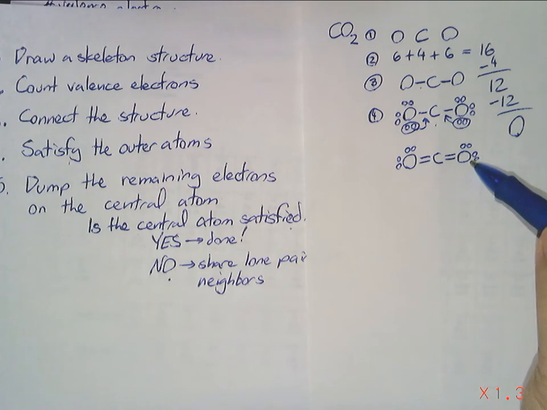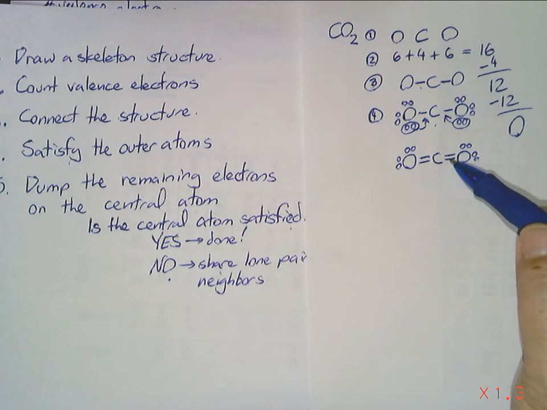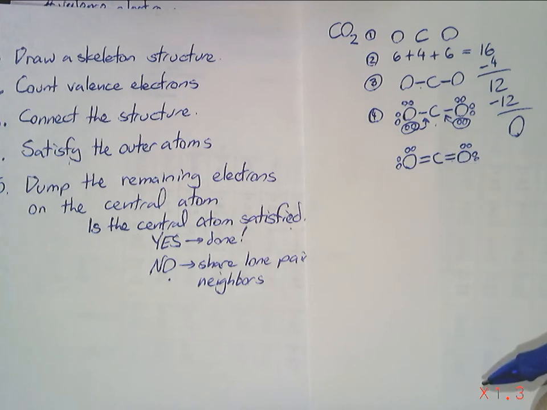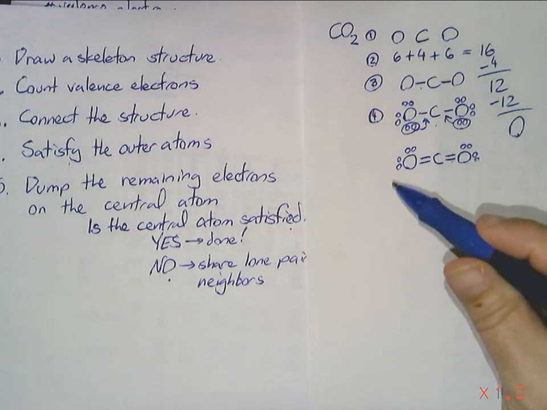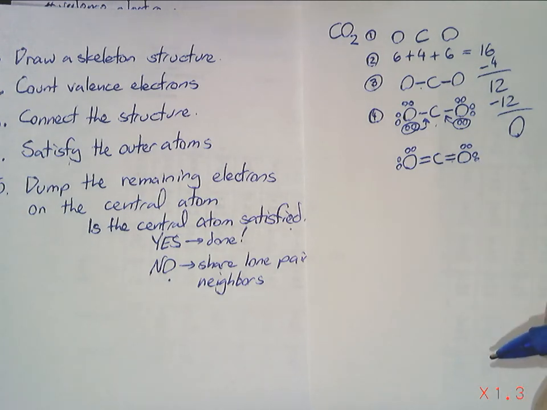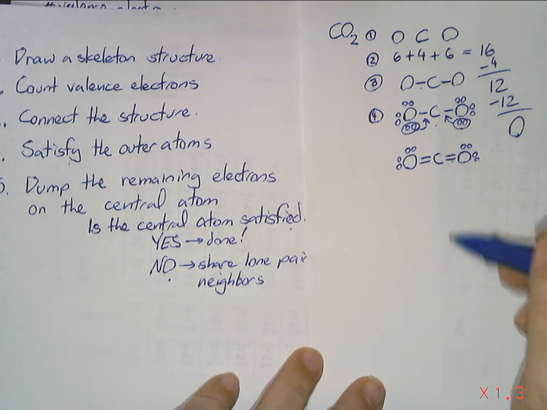Is this oxygen satisfied? Yes. It has 1, 2, 3, 4, 5, 6, 7, 8 electrons around it. And the same thing for that oxygen. Everything is happy, so it looks like I'm done. It looks like that's the Lewis structure. It has 2 double bonds in it and 4 lone pairs altogether. So each one of those unshared pairs is a lone pair, and there are 4 of them.